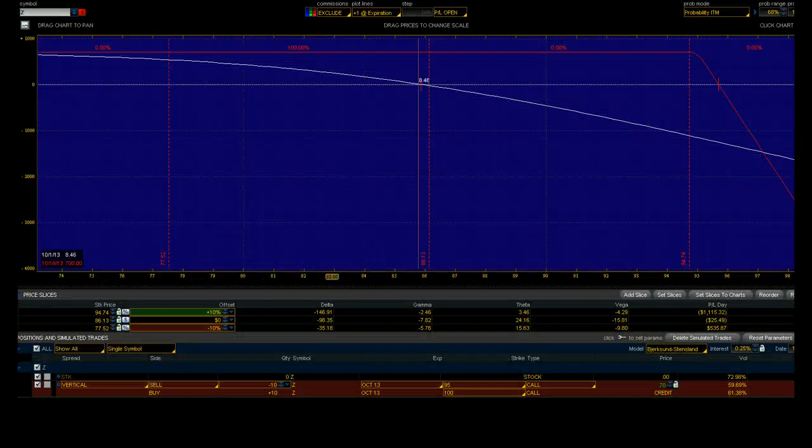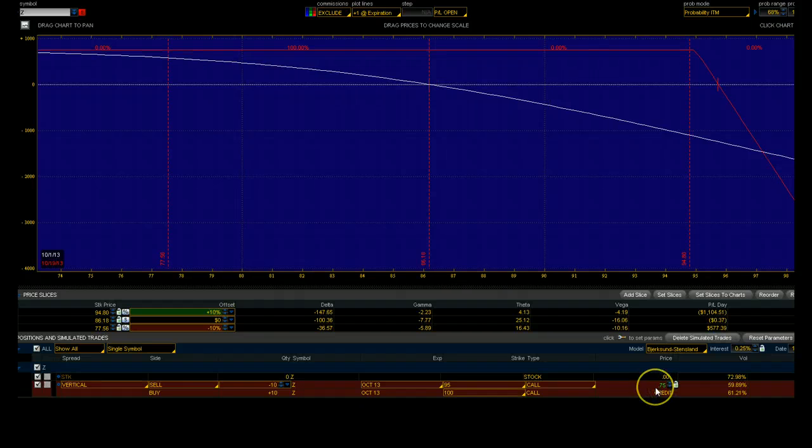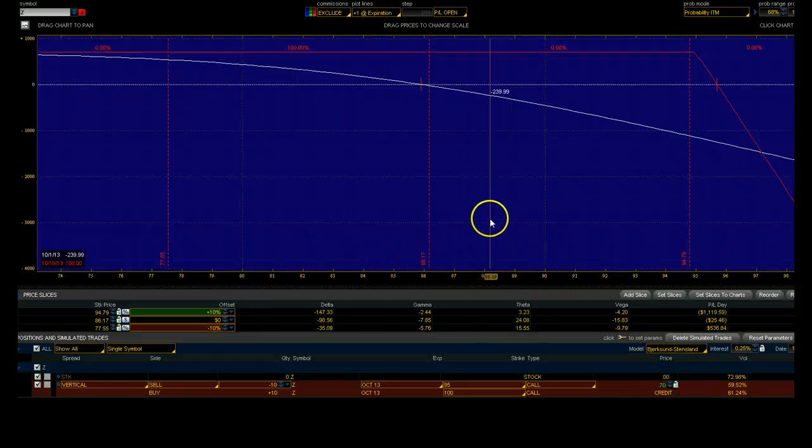Going to the Analyze tab, I put this trade on for a credit of 70 cents. I basically did a bear call, selling the 95 and buying the 100. This was an October expiration, and I collected 70 cents for this trade. So I risked $4.30, my expected return is 16%, and my target is basically to try to capture at least 2/3 of the premium.